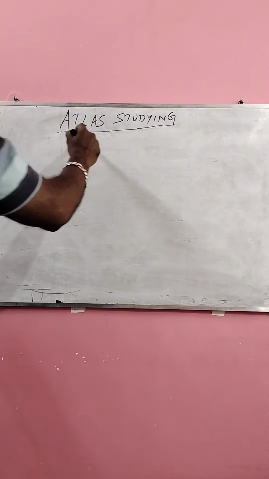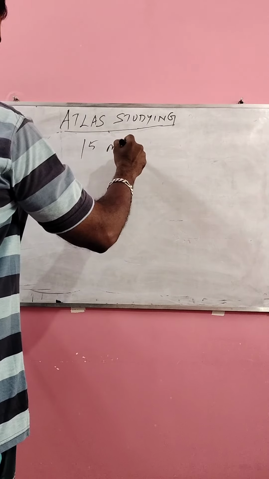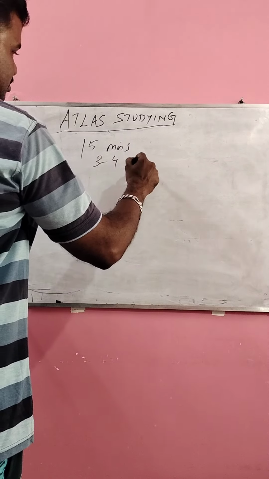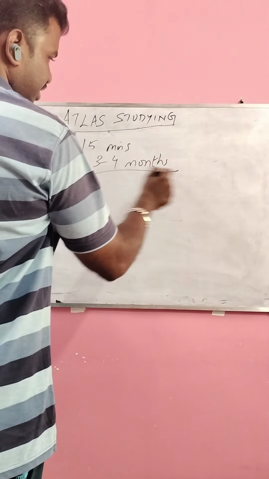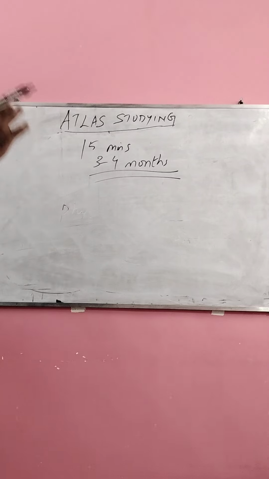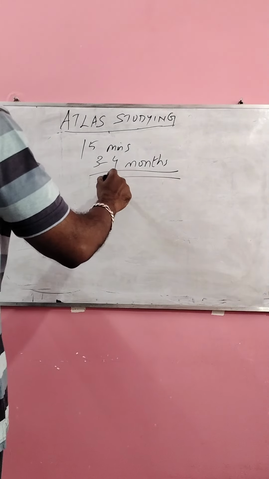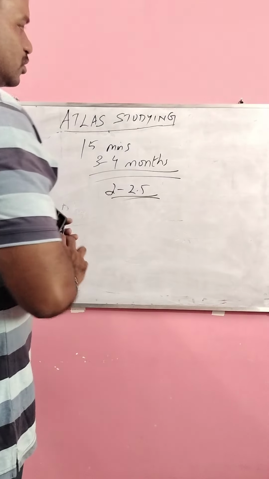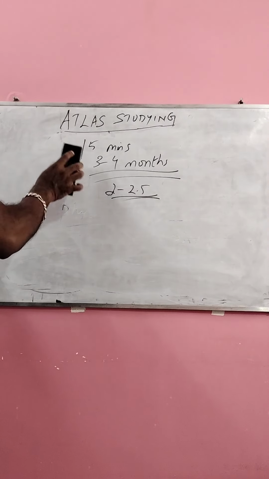Just 15 minutes a day, you can master the atlas in 3 to 4 months. This is a conservative period. If you do it properly, you can master the atlas in around 2 to 2.5 months. So please proceed slowly. Enjoy studying the atlas.